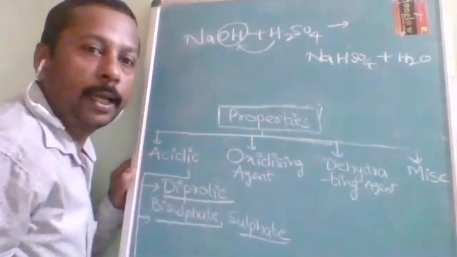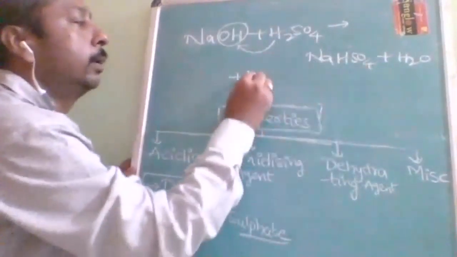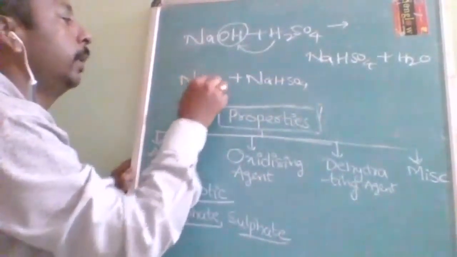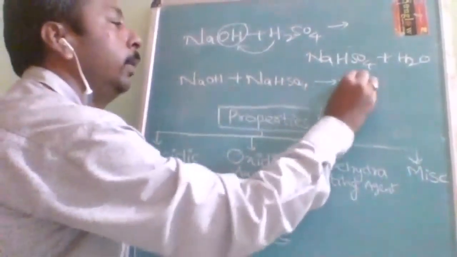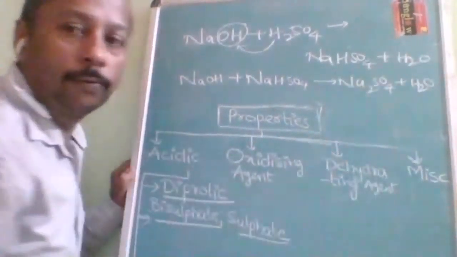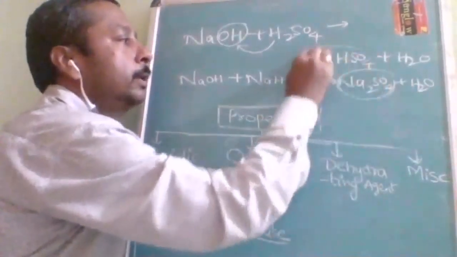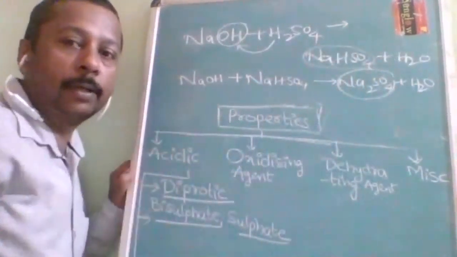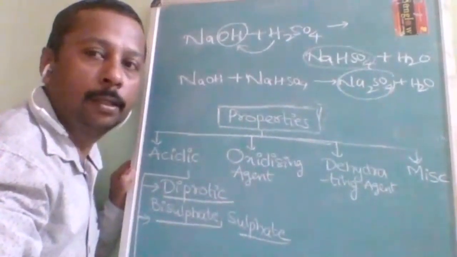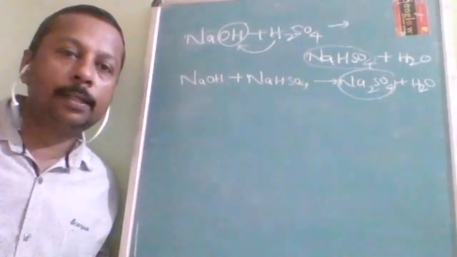Still it can act as an acid, so it can react further. This is the bisulfate salt. When NaHSO4 further reacts with NaOH, it forms Na2SO4 plus H2O. Is it understood? This is the sulfate salt and this is the bisulfate salt. These are the two examples of the two series of salts formed by sulfuric acid.